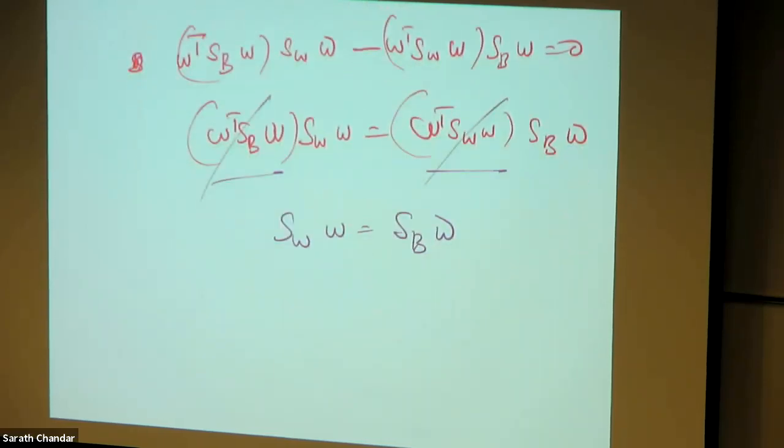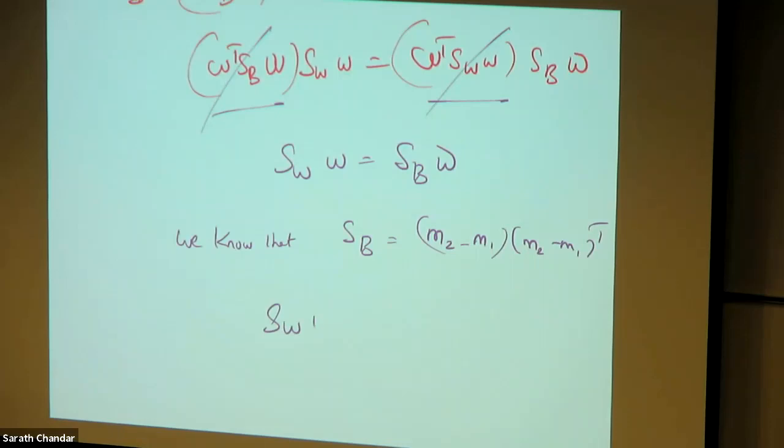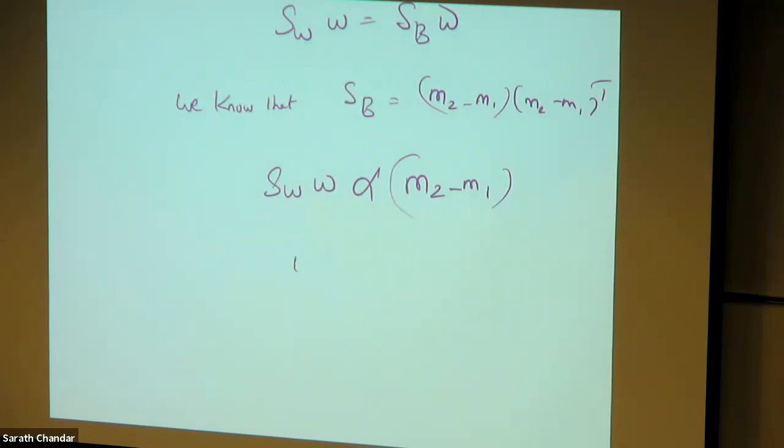Okay, now we also know that SB is given by M2 minus M1, M2 minus M1 transpose, right? That is the between class variance. So I can actually use this and say that SWW is proportional to M2 minus M1. Is that right? You only care about the direction, so we can go for proportional. So W is proportional to SW inverse M2 minus M1. Is that fine? Now this is my Fisher's LDA.